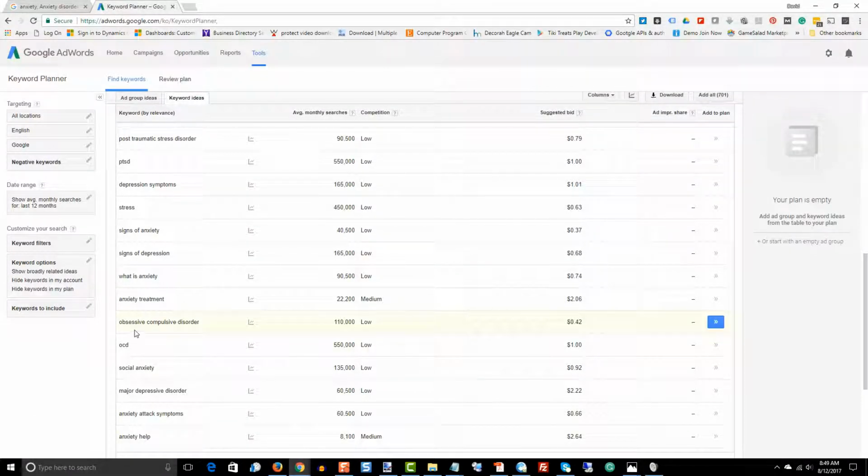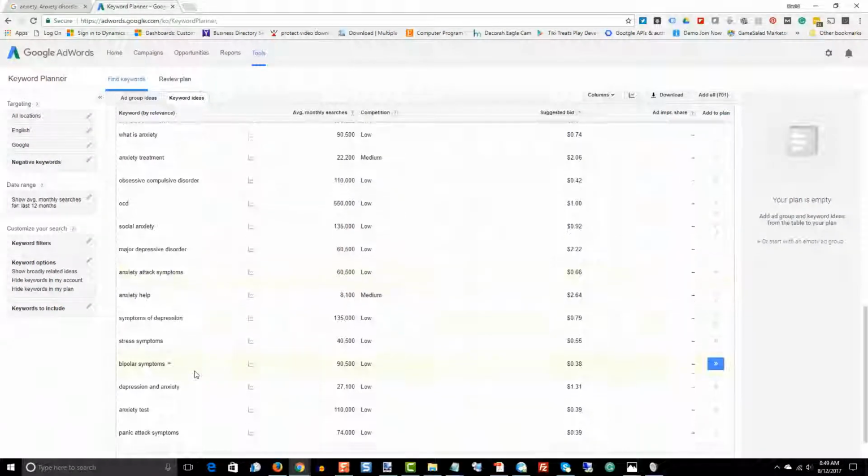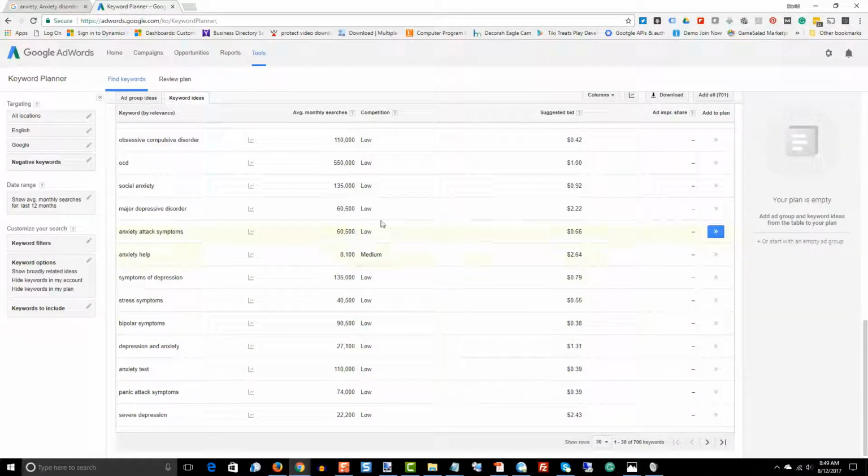Obsessive compulsive disorder, it's 110,000, low, it's 42 cents, if I wanted to bid on that. So I'm really looking for the ones that have a low competition and probably a low bid price. And the reason being is that there's not a lot of people bidding for that keyword. So anxiety test, panic attack symptoms, 74,000. This is a good one, okay?